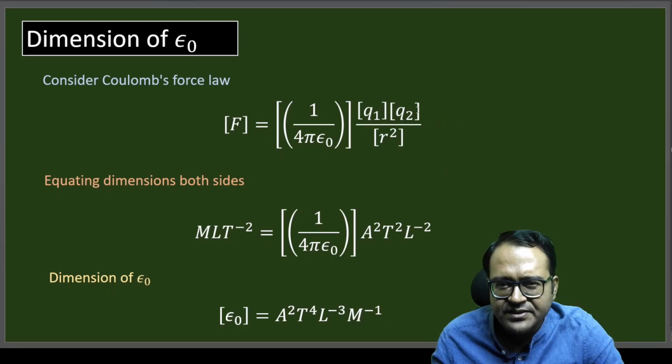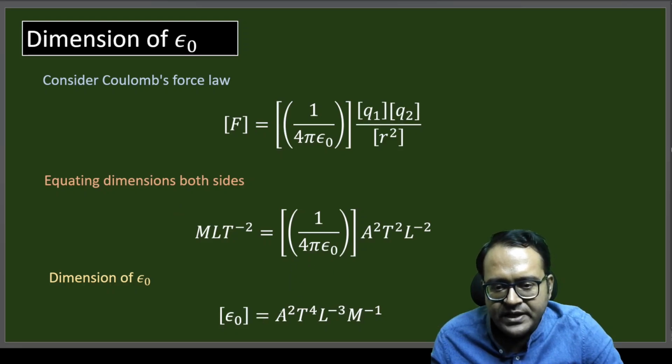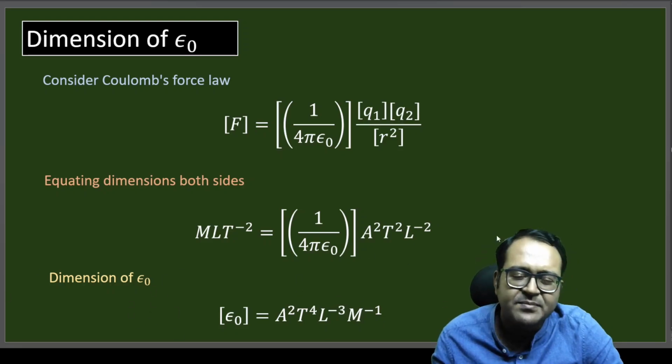So that's it. You equate the dimensions of LHS and RHS. 4 pi does not have any dimension. So take this epsilon naught here, and you see that bringing all this to the right-hand side gives the dimension of epsilon naught. This is simple. Very easy.